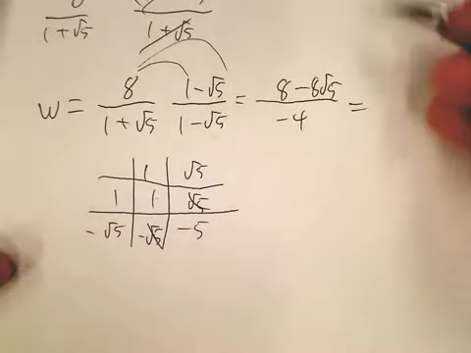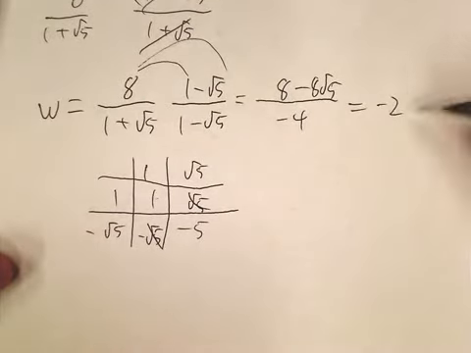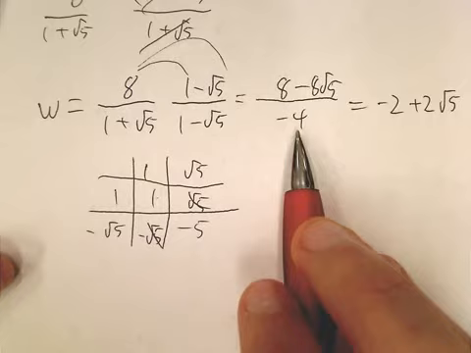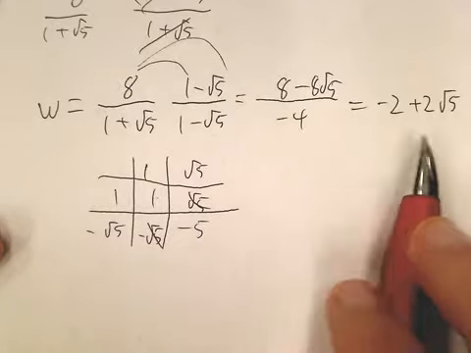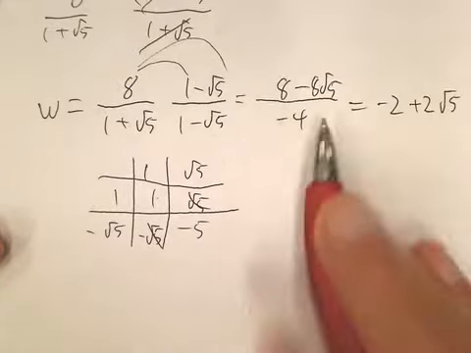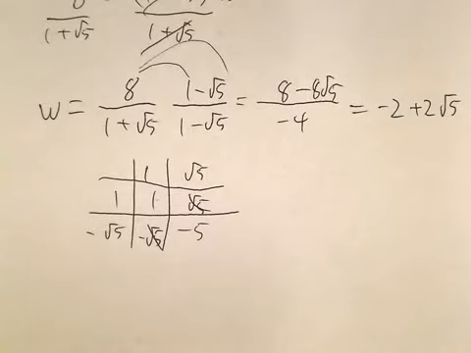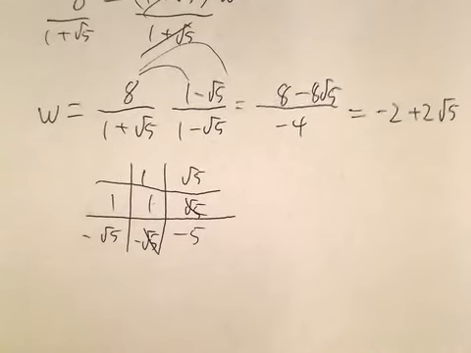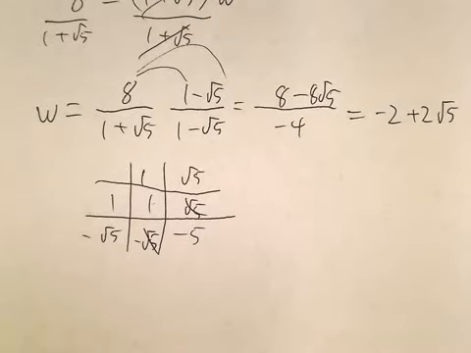So 8 divided by negative 4 is negative 2. Negative 8 divided by negative 4 is plus 2. Negative 4 divided by negative 4 is just 1. So I'm not going to put the denominator there. Everything divides out evenly there. So that is my final answer for that one. Negative 2 plus 2 root 5. And this is my usual notation for doing this. I'll put a whole number out front and then a radical after it. That's what I will usually do when I write those out.